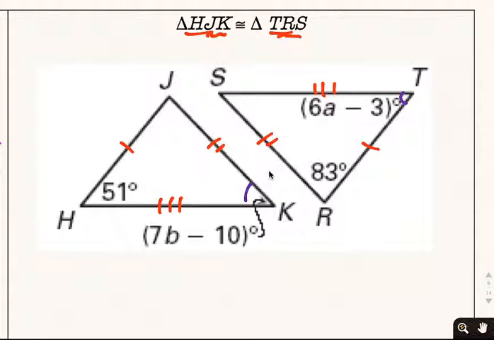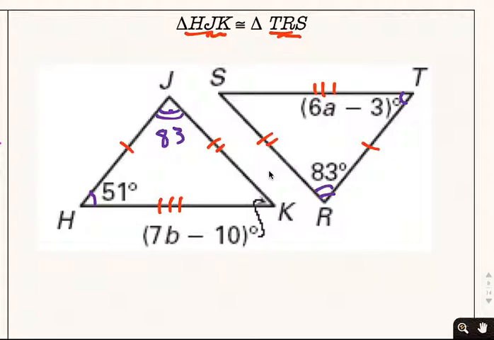Okay. We have this angle, which is 83, the same as this guy here, which is also going to be 83. And then we have the angle at H. Oh, I'm sorry, I mismarked this. Hope you guys caught that. Let's see. The 6a minus 3 angle should actually equal 51. Yes, okay.